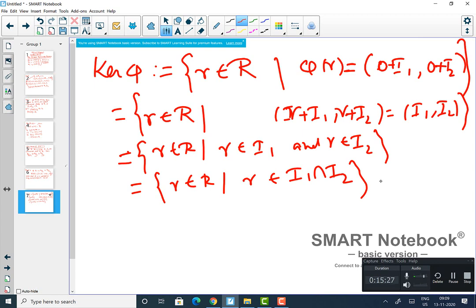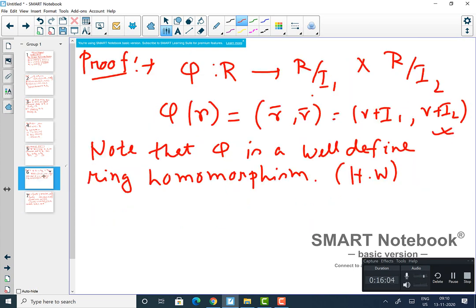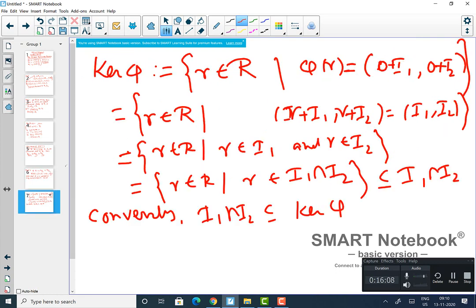Yes, so what does that mean? That means every element of the kernel is actually a subset of I1 intersection I2. Conversely, I1 intersection I2 is also inside the kernel. This is obvious because if something is in I1 intersection I2, that will be 0 in R mod I1 and R mod I2. If you choose something in I1 intersection I2, then that will be 0 here also, right? So this is the kernel. So obviously, that means the kernel of this homomorphism is nothing but I1 intersection I2, right? Clear. So this much I think is clear so far.